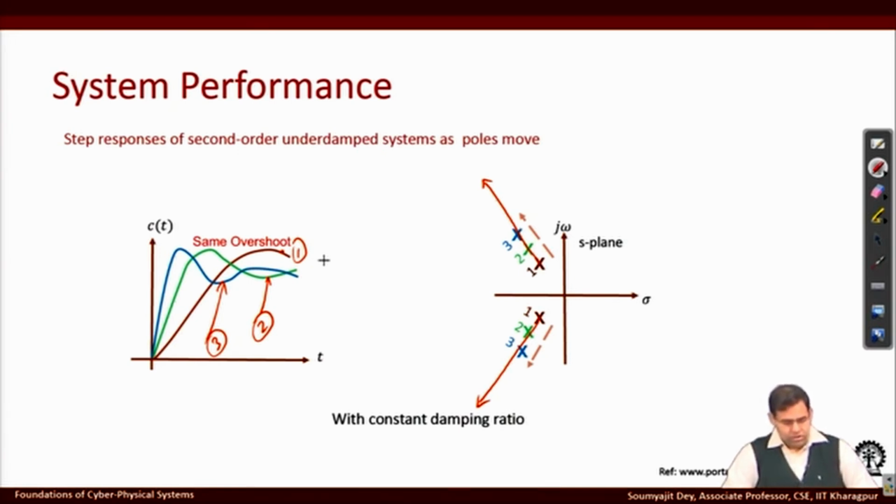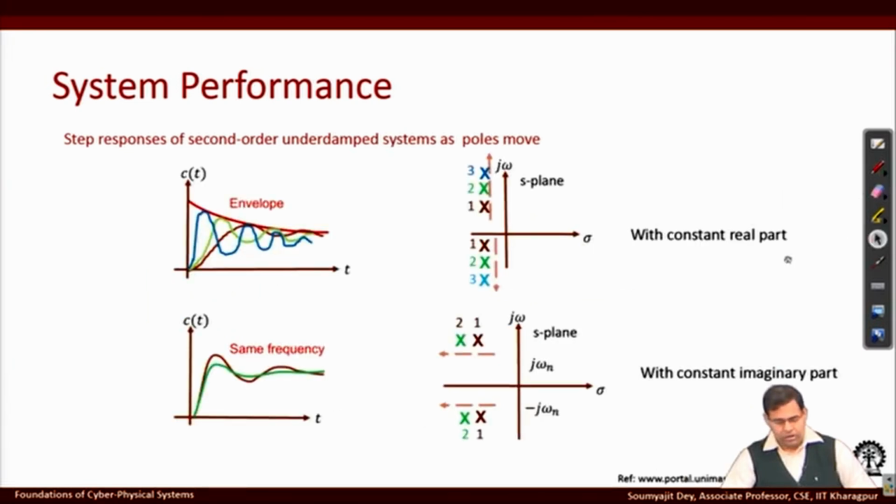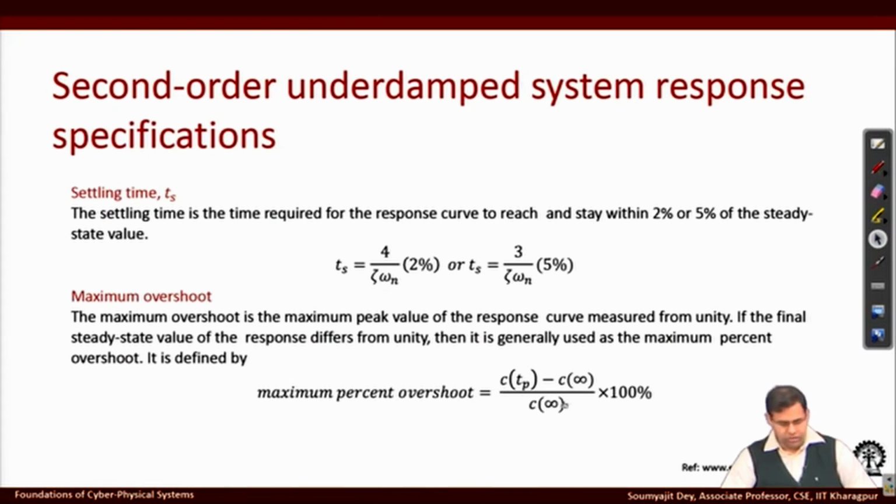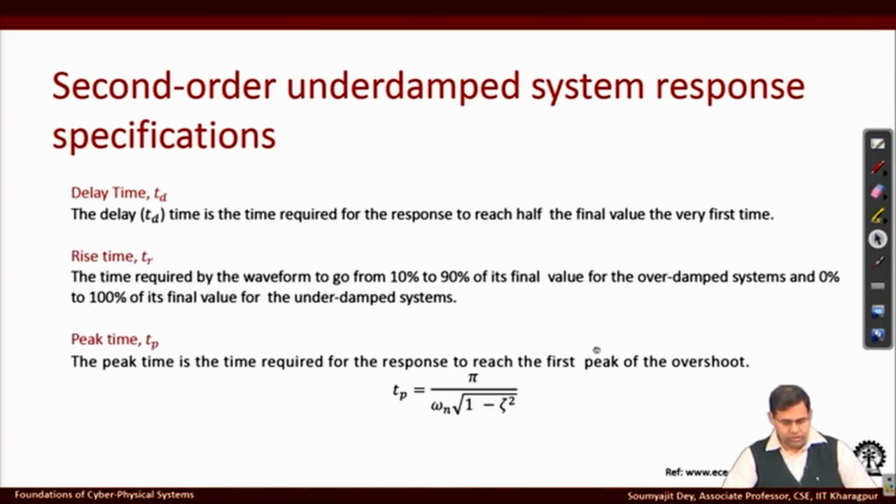But in all these cases, the overshoot remains the same. If you try to think about why that should be the case, just look at the overshoot condition. It's like a ratio here, so that will be one reason for that.